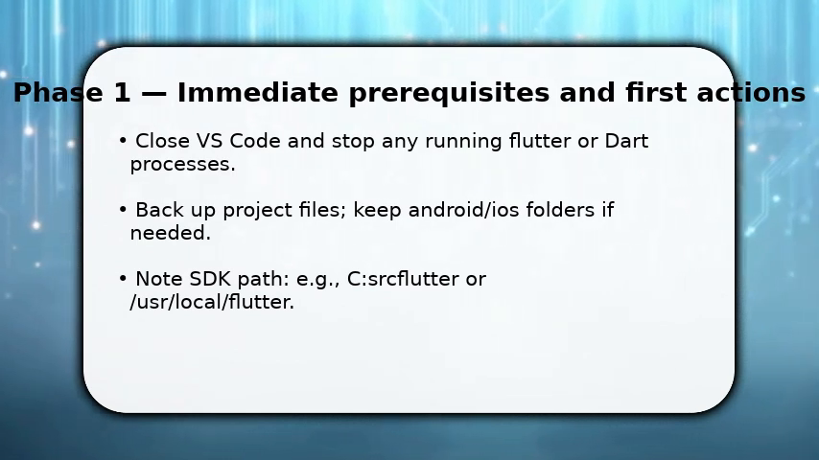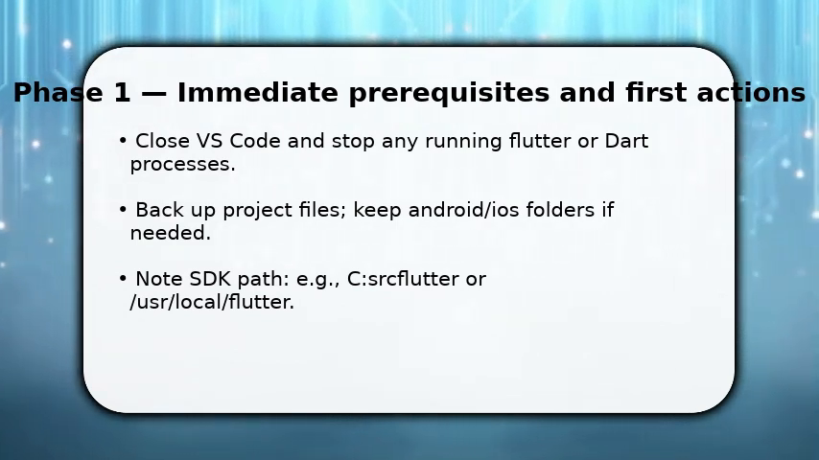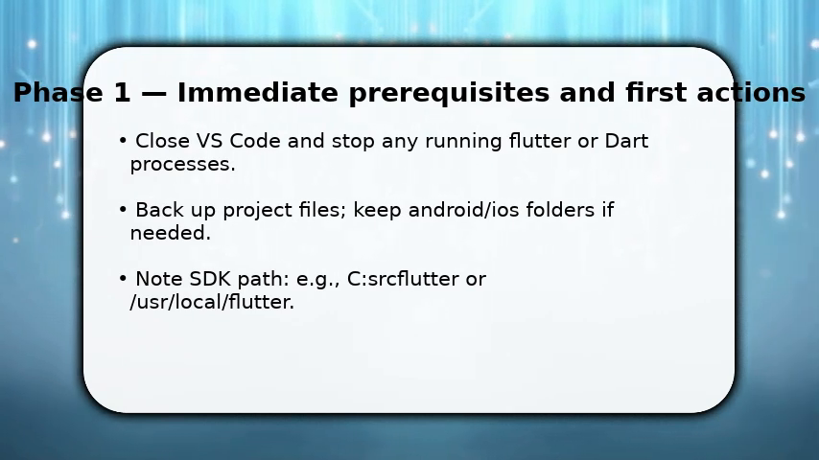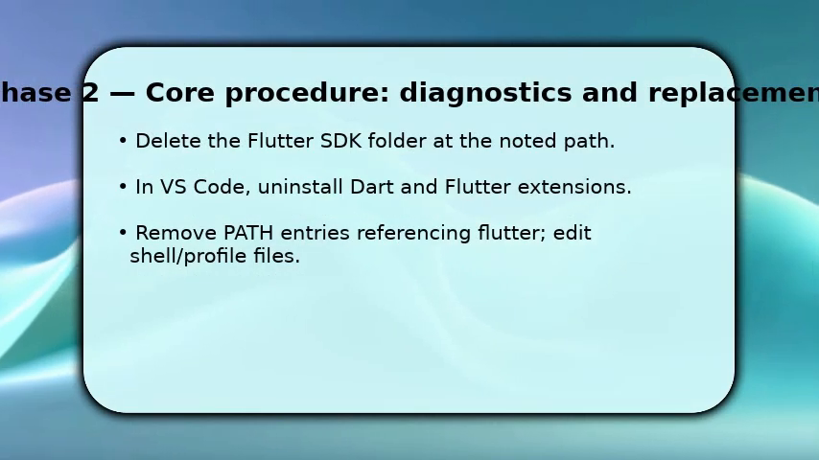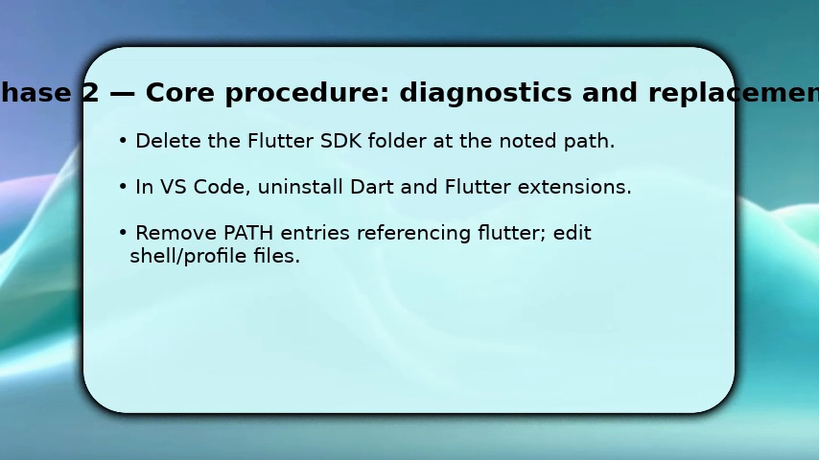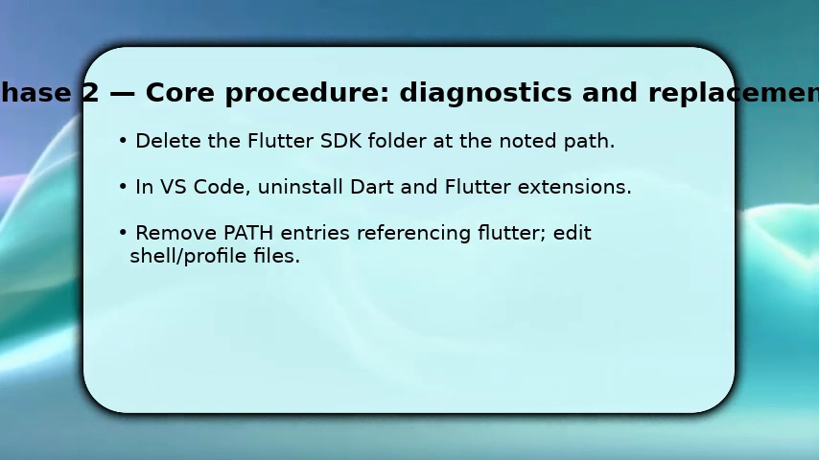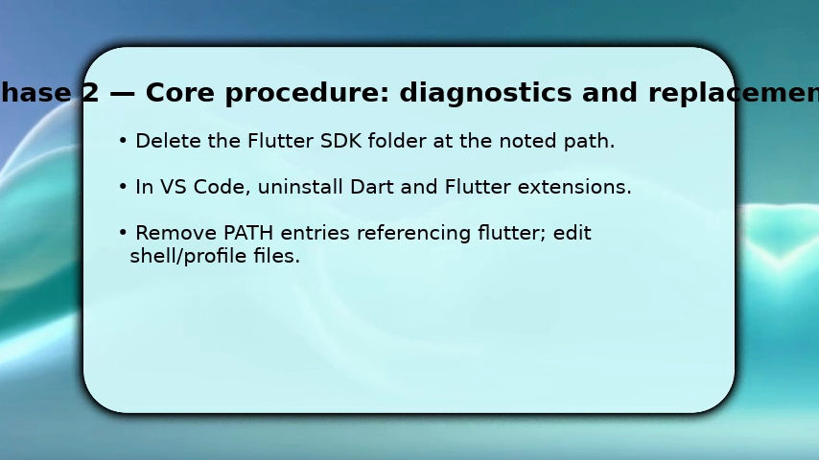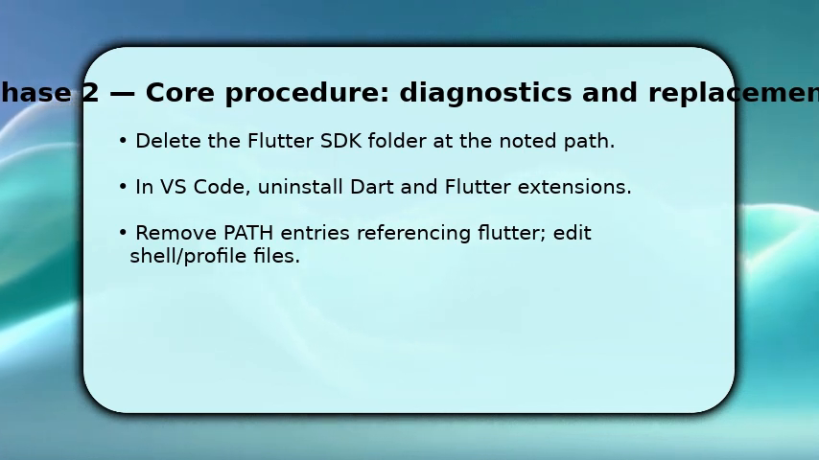Next, open a terminal as administrator, or with sudo, to run removal commands safely. You now delete the SDK folder. Use rm -rf /usr/local/flutter or remove C:/src/flutter in Explorer. Do this carefully because it permanently deletes files.